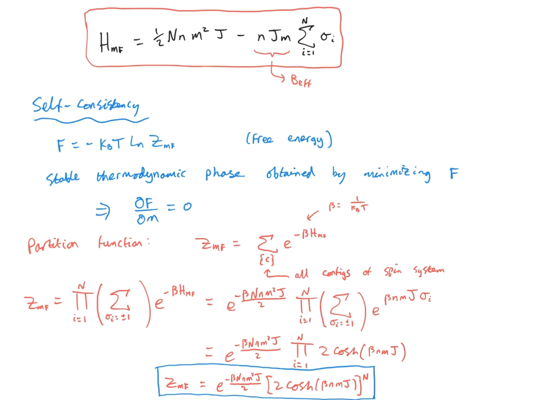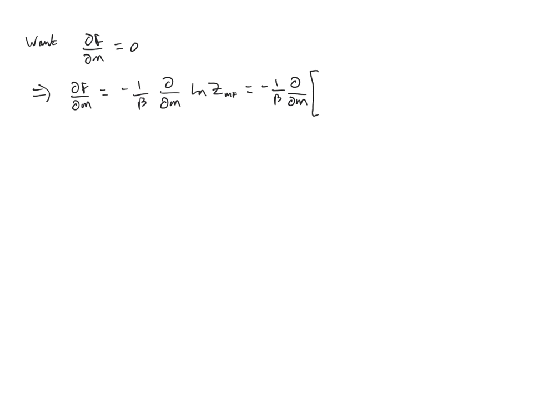Now we can find the free energy from this, which is just minus kT times the log of the partition function, and take the derivative with respect to magnetization to find the thermodynamic stable phase. So what we want is dF by dm equal to 0, and we can write dF by dm as minus 1 over beta d by dm of log Z, just following from the definition of the free energy. And we've just worked out the partition function, and so this follows as minus 1 upon beta d by dm of the following.